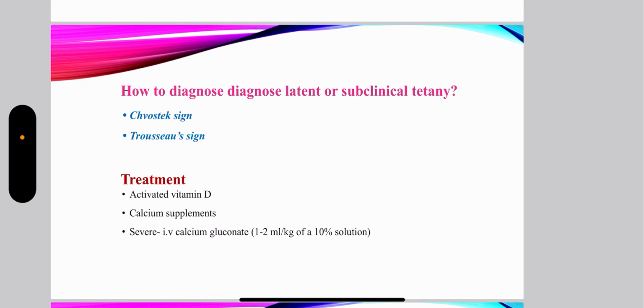How can we treat the condition? Giving activated vitamin D or calcitriol, giving calcium supplements, and in severe cases, IV calcium gluconate can also be given.